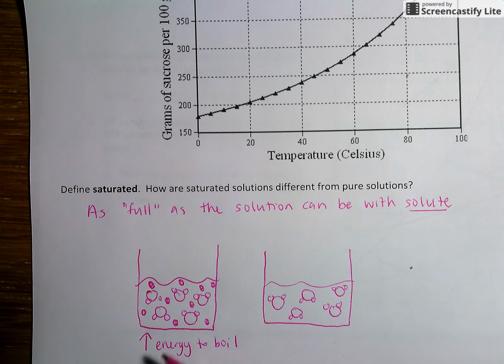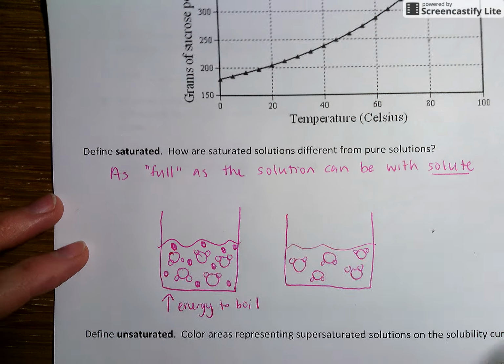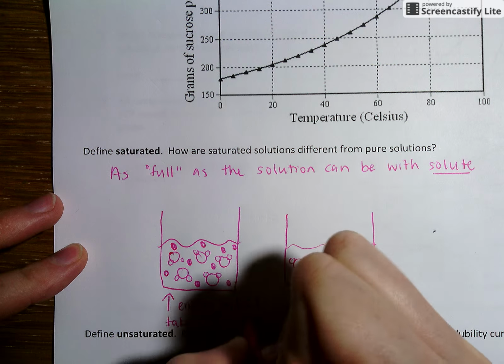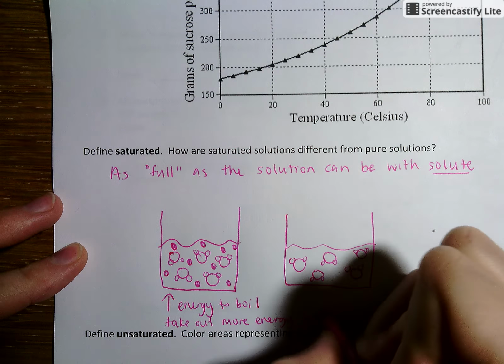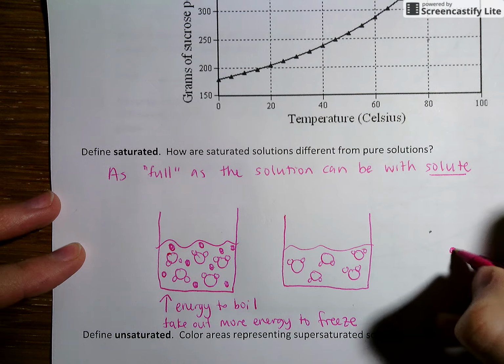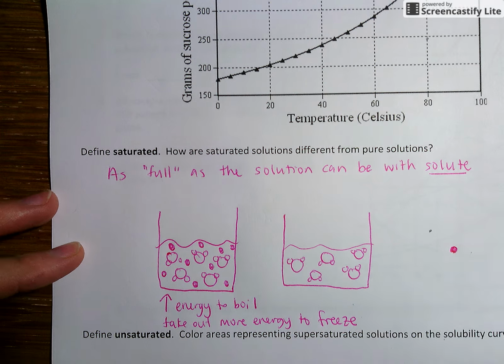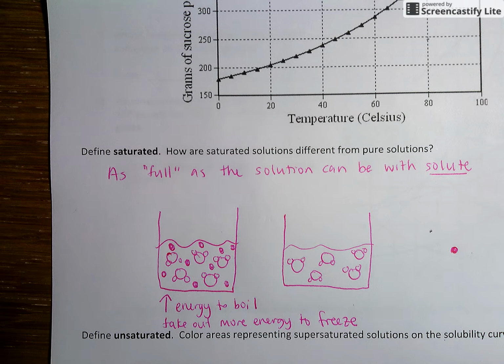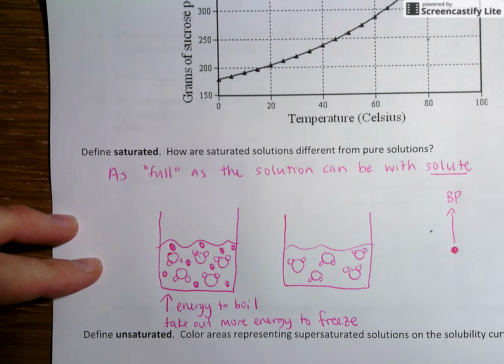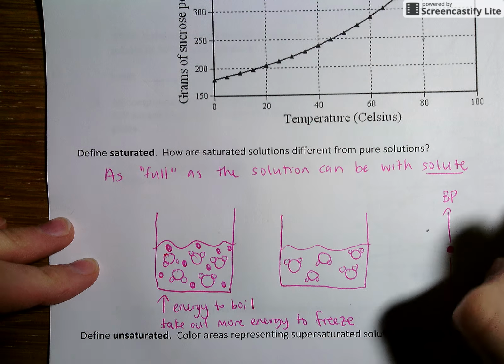So just like we had to add more energy to boil, we have to take away more energy to freeze. Because remember, freezing, you've got to get the energy out. So we've got to get extra energy out. So take out more energy to freeze. So the end result there is that if this is our pure substance, adding this solute and especially making a saturated solution is going to create a scenario where your boiling point goes way up and your freezing point goes way down.